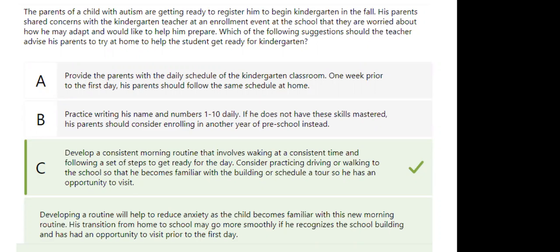And this is a transition that will happen from elementary to middle school, if it's a separate building or a different building, and then from middle school to high school as well. And then from high school to post-high school environment.